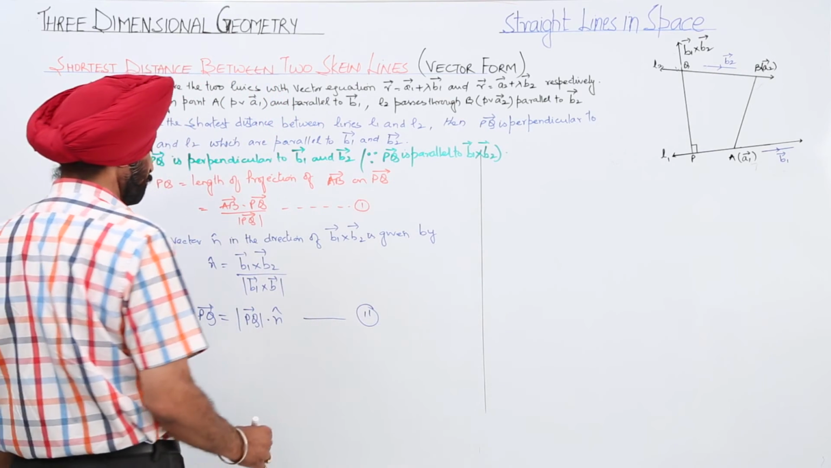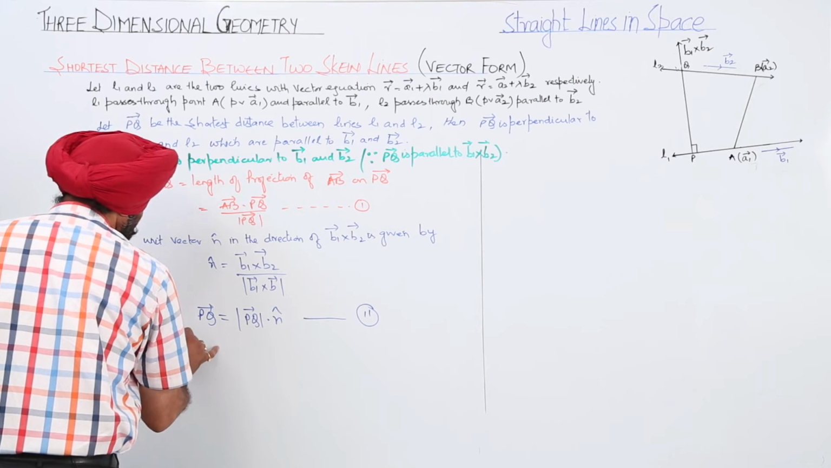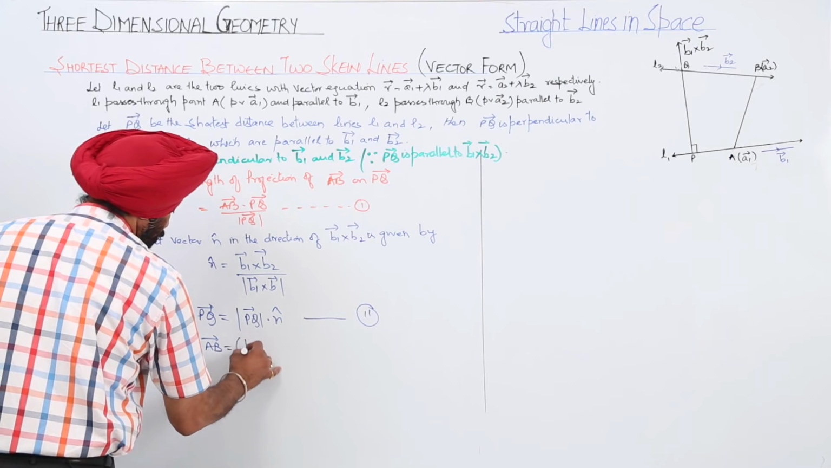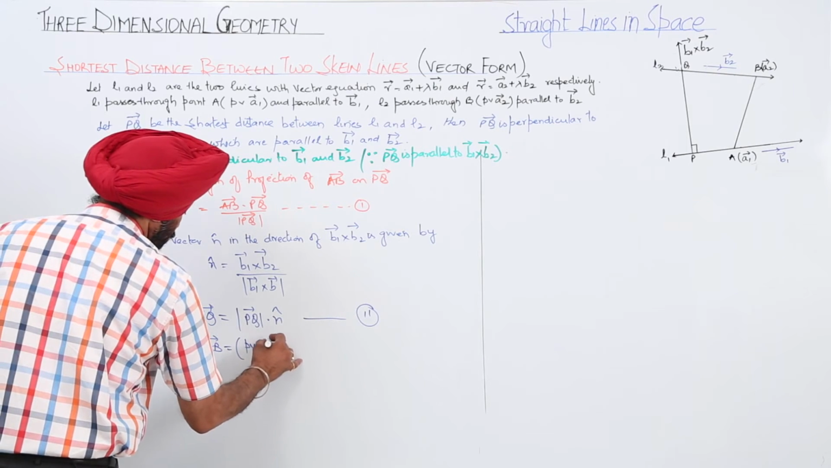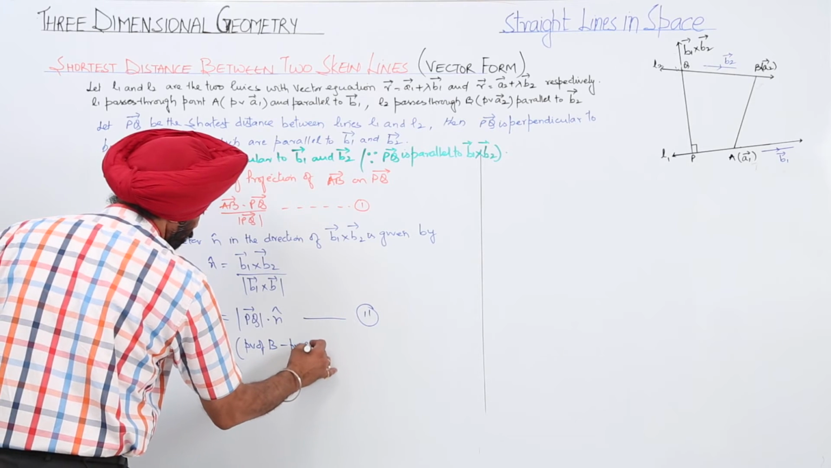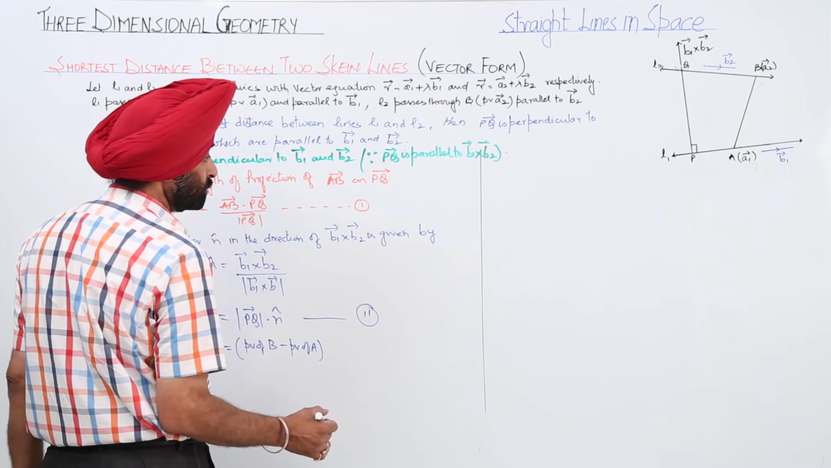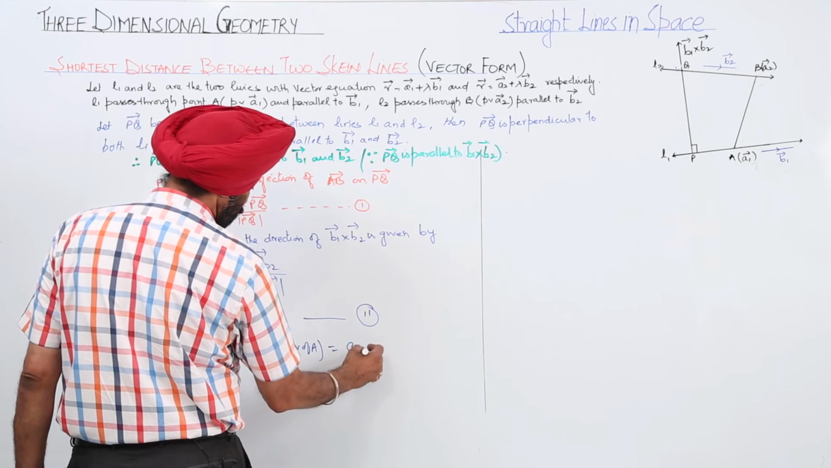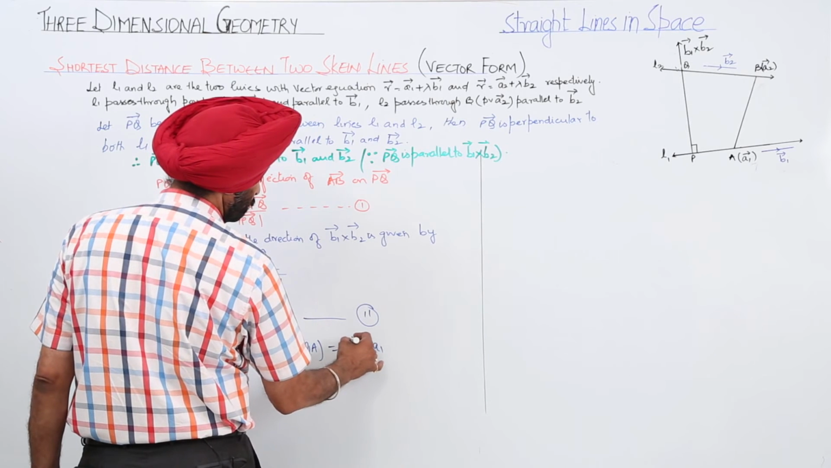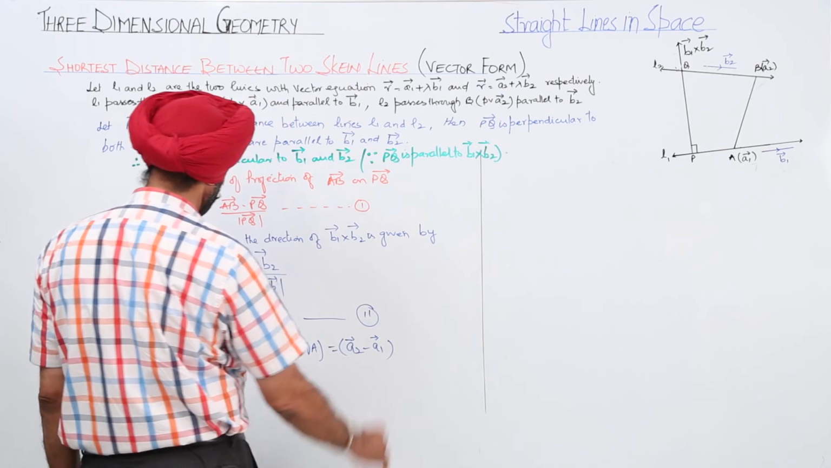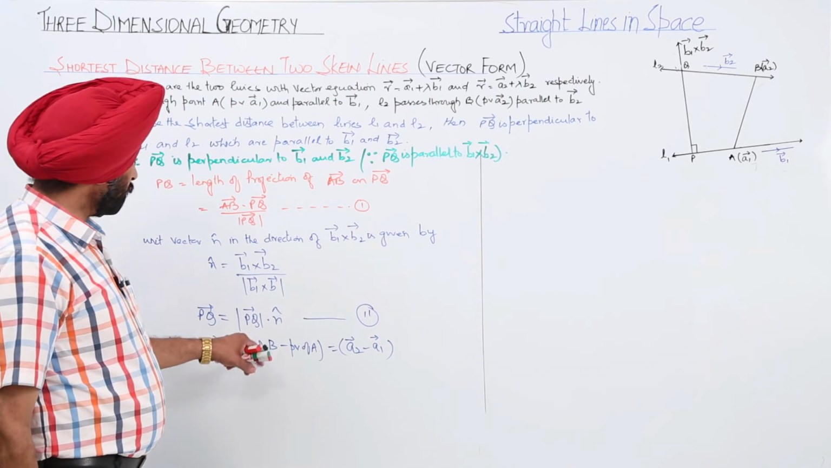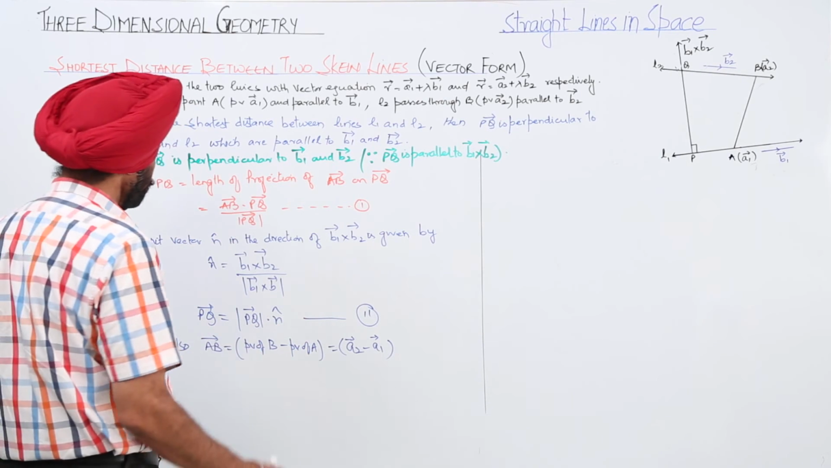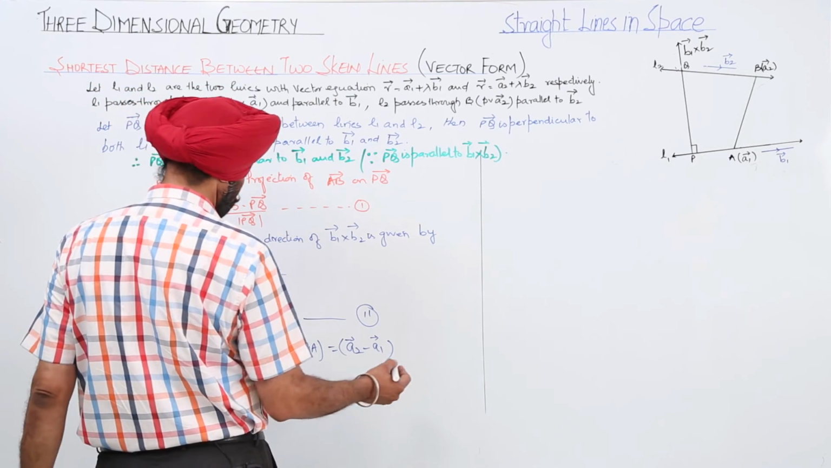Or we can write also, vector AB is equal to position vector of B minus position vector of A, and this is equal to a2 minus a1. Now from 1 and 2, using this also, let this be 3.